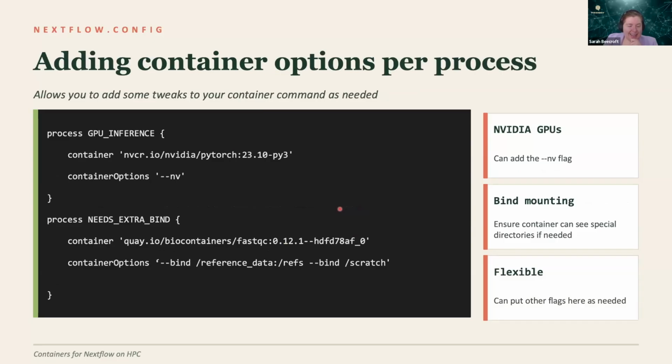You can also add container options per process. So we talked before about how you can specify what container you want to use, but you might also want to include, for example, container options per process. Like if you want to use NVIDIA GPUs, you're meant to add this --nv flag ahead of your command. And maybe you need to add in extra bind mounts or something for a particular process. You can also do that here.